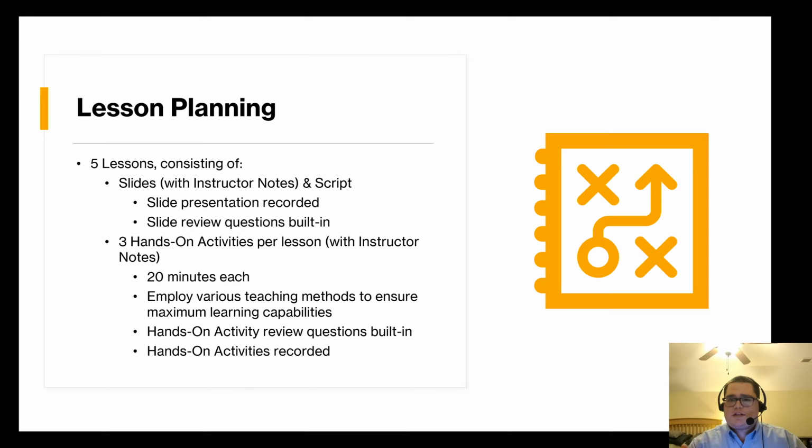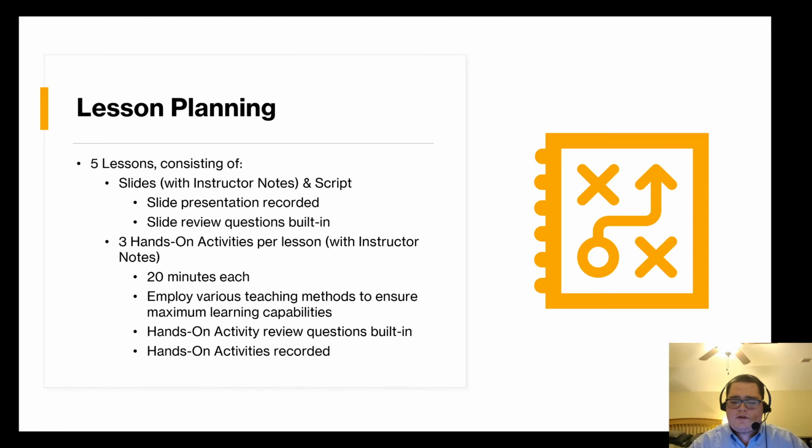If the instructor has to present it live, then everybody's held back to when the instructor can do it. Whereas if you have a recorded video, you can go at your own pace, rewind, fast forward, and cover things that you may have missed. Slide review questions were also built in. These are to check the students' knowledge, make sure they're getting the key points out of the lesson that they need to get.